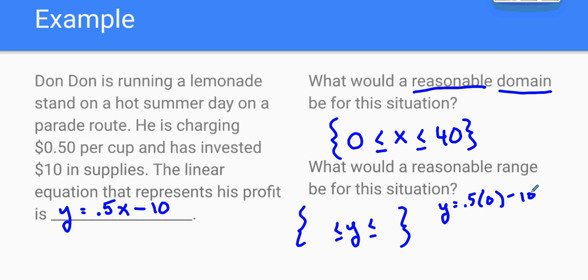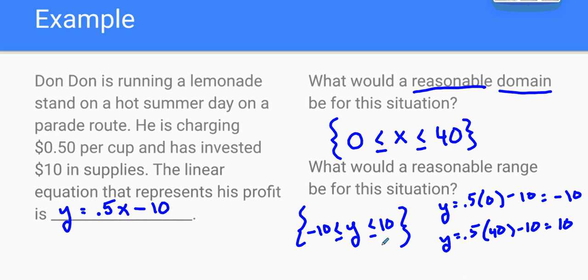We plug that in, that means y is going to equal negative 10. If he doesn't sell any cups, he's going to be losing money. He's going to be out negative $10. If we go to the high end and say he sells 40 cups, 0.5 times 40 is 20, half of 40 is 20, minus 10 is 10. So given the domain that we've established in part one, his range would be somewhere between negative 10 and 10.